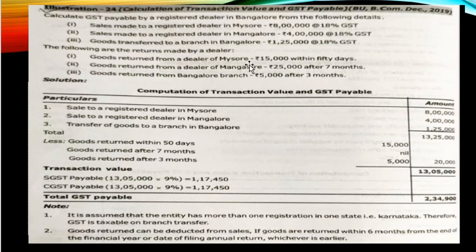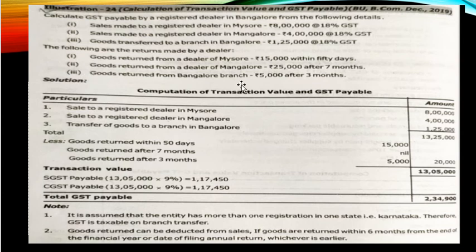So the goods are returned from a dealer of Mysore at rupees 15,000 within 50 days. So it is before 6 months. So we will consider this goods which is returned by the dealer in the calculation of transaction value. So less goods returned within 50 days, 15,000. Next, goods returned from a dealer of Mangalore 25,000 after 7 months. So it is crossing 6 months, so you will not be considering that. So goods returned after 7 months will be nil.